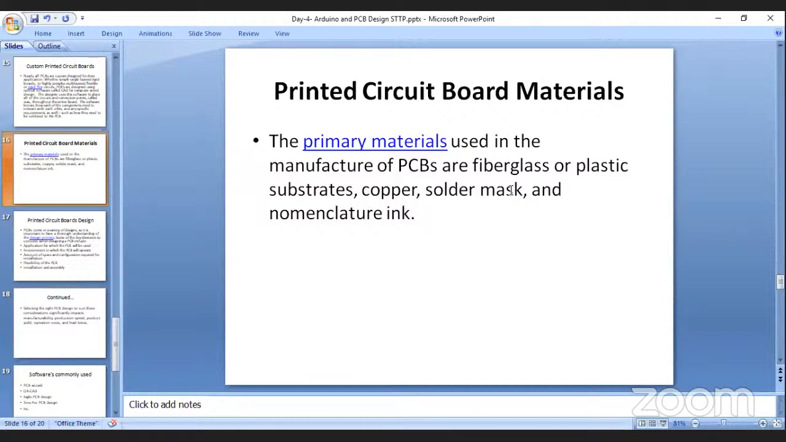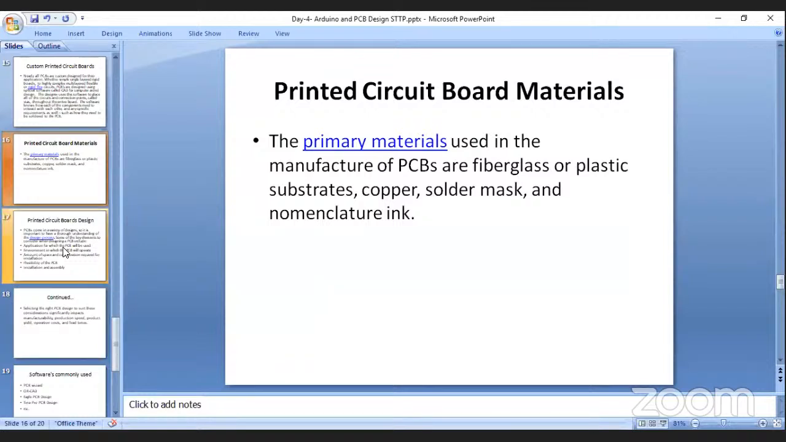Whereas a solder mask is another kind of layer which is added onto the printed circuit board, and then nomenclature ink is used for printing the design silk layer onto the PCB. So different things are there day by day, and over the next 2 days we will see the different things about the PCB inside, right? We'll try to put in as much as possible, right?